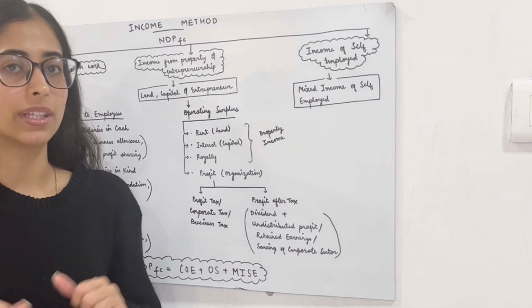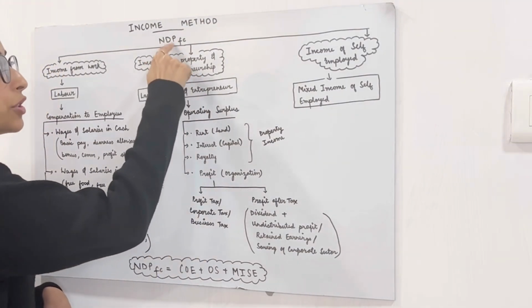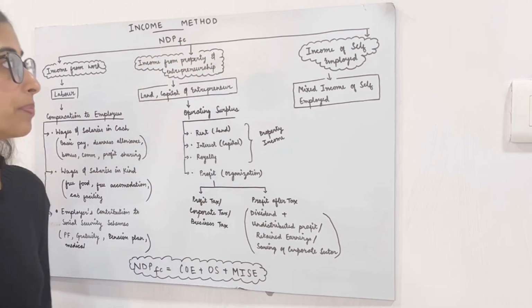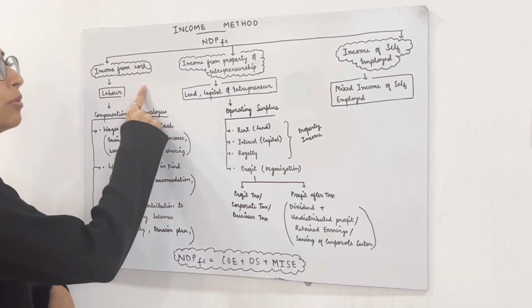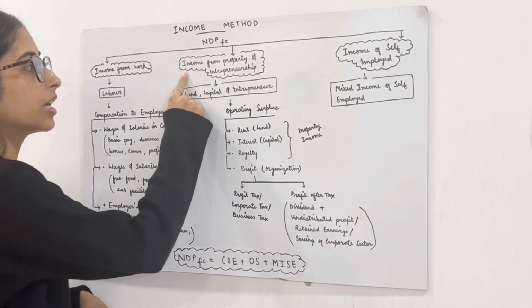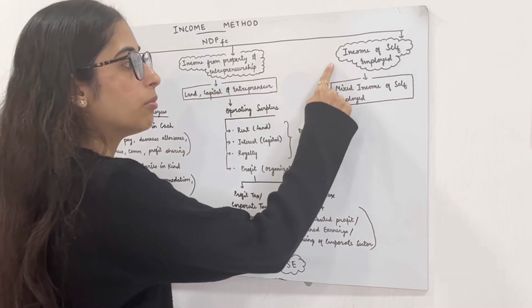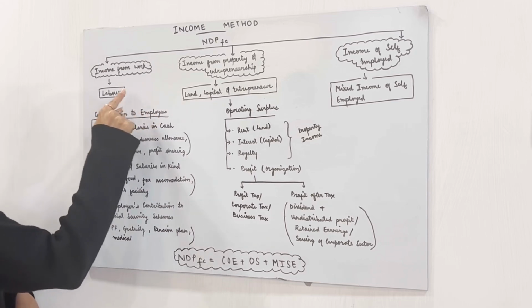Let us talk about the income method, which helps us to calculate the net domestic product at factor cost, that is NDPFC. So basically the income method has 3 factors. Firstly, income from work. Second, income from property and entrepreneurship. Third, income of self-employed.